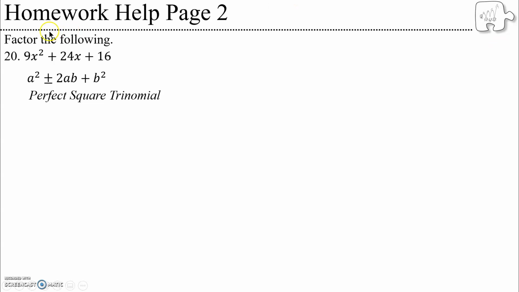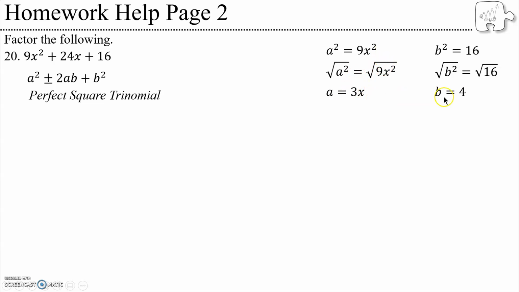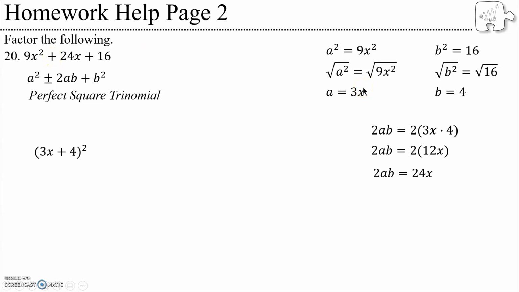It's the same as the last problem, 9x squared and 16, just with this 24x in the middle. When we take the square root, we get the same thing, 3x and 4. So now we just have to check. When we multiply 3x and 4 together and double it, we should get 24x. And indeed, 3x times 4 is 12x, and double 12x, you get 24x. So we're good. This is a perfect square trinomial, which means our answer is going to be, is this a plus or a minus? It's a plus. So it'll be 3x plus 4 squared.